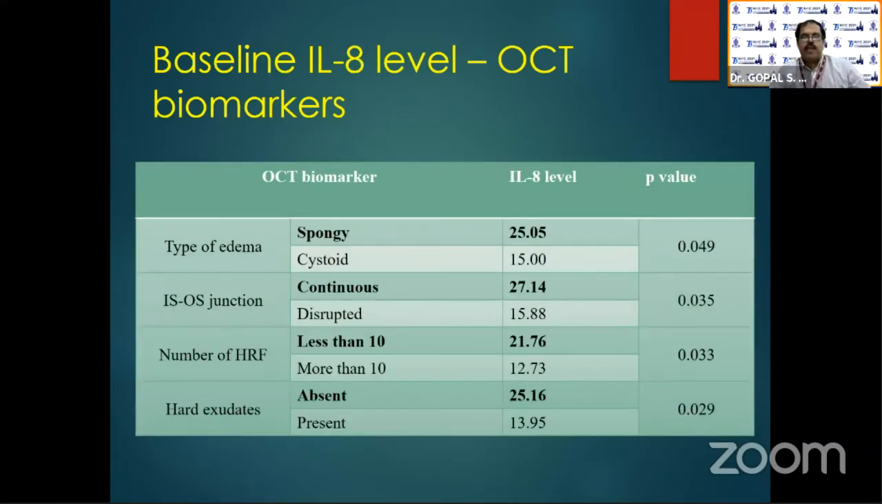Again, for the type of edema, IL-8 level is higher in spongy. For ISOS junction, IL-8 is a protective cytokine, unlike IL-6, which is an inflammatory cytokine. So you can see that if ISOS is disrupted, the IL-8 level is low. For the number of high reflective spots, if less than 10, it is high. So you know that IL-8 is a protective thing. And in all these OCT biomarkers which we linked towards prognosis, you can see that the IL-8 level is high and the IL-6 level is high wherever the OCT biomarkers point towards worse prognosis.